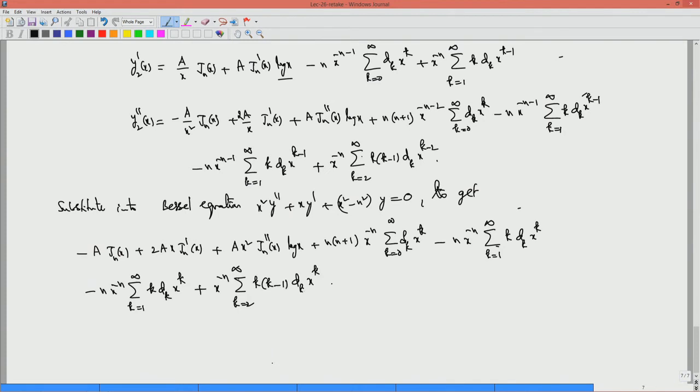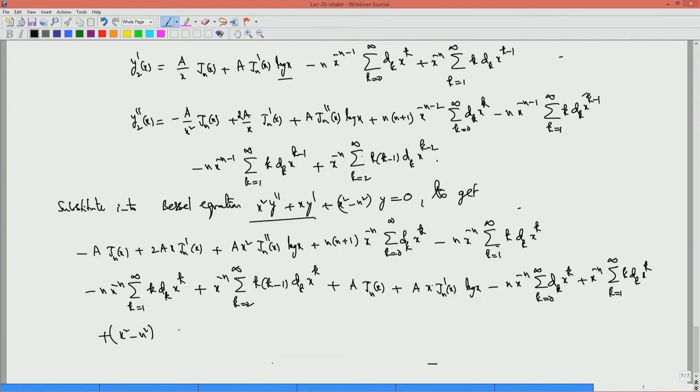Now this one plus x times y2 dash, so that is a Jn of x plus a x Jn dash of x log x minus x power minus n, sigma k from 0 to infinity dk x power k, plus x power minus n, sigma k from 1 to infinity k dk x power k. So that is my second term here. Now plus (x square minus n square) times y2, and you have this, that is the term a Jn of x log x plus (x square minus n square) sigma x power minus n, right?